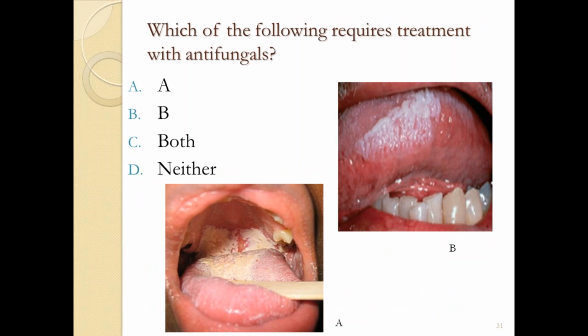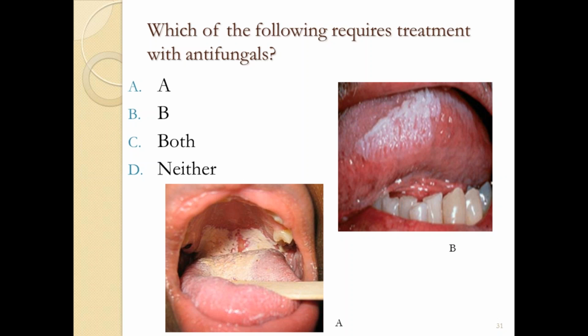I think, well, first of all, it looks like there's significant pharyngeal involvement, so I would say that one probably is going to need an antifungal. Right. So is it both? So it's definitely A, because that's oral thrush for sure. What about B? What do you guys think about B?